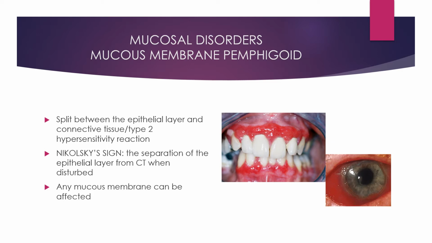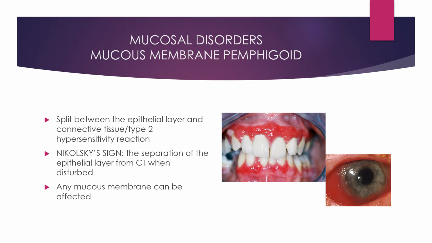Mucous membrane pemphigoid has distinctive oral and ocular lesions. It occurs because of a split between the epithelial and connective tissue layers. It's considered a type 2 hypersensitivity reaction.